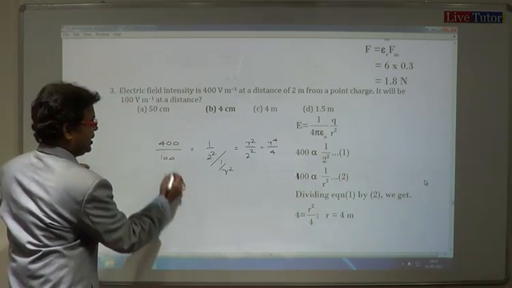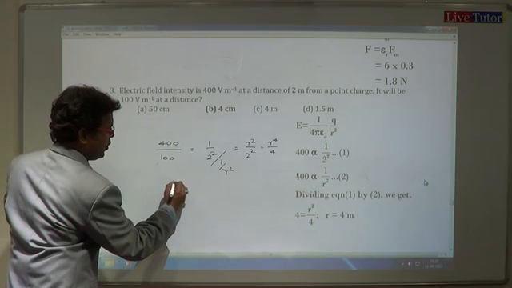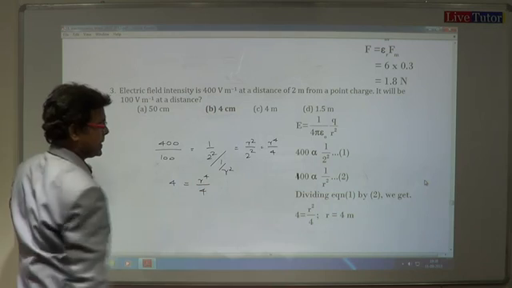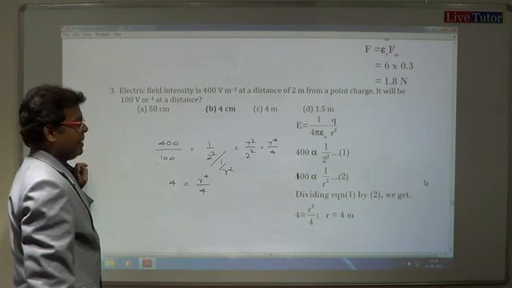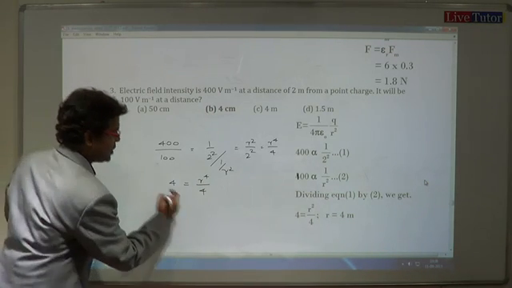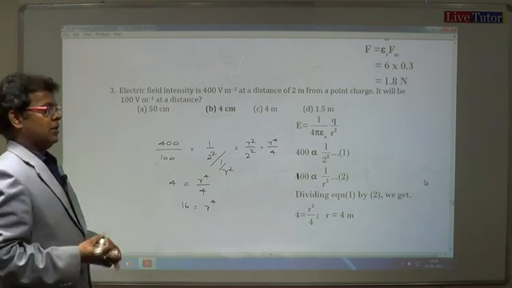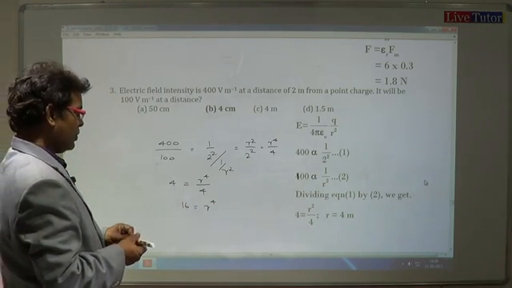So 400 by 100 means 4. So 4 is equal to r power 4 by 4. Four fours are 16. So r power 4 is equal to 16. What is r now?